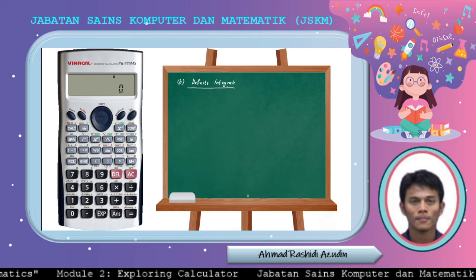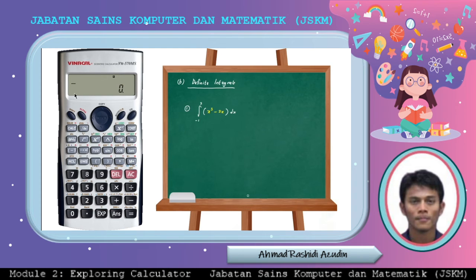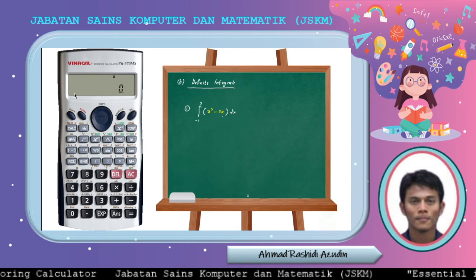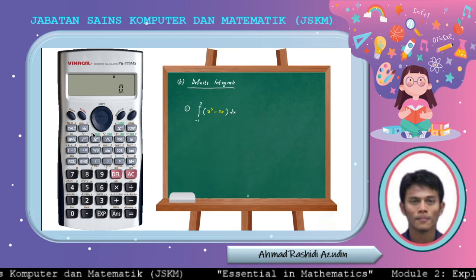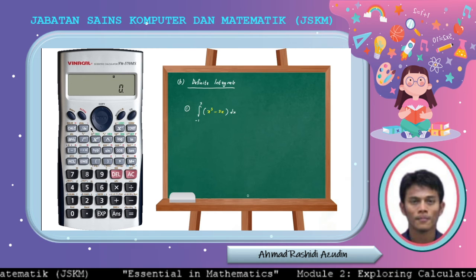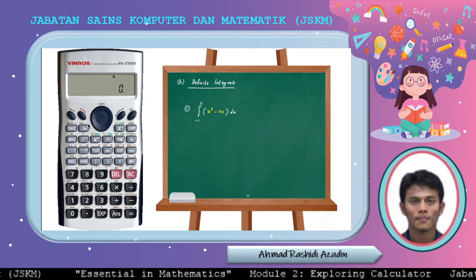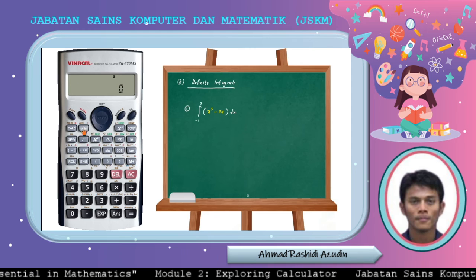Consider this question: the integration of x cubed minus 2x with respect to x from the lower limits -1 to the upper limits 2. To solve this question using the calculator, we need to activate the integral function or integral feature first. To activate the feature, we press this button, this integral operator symbol.